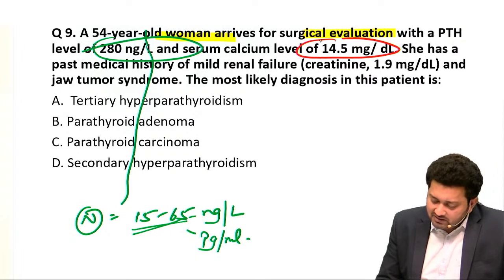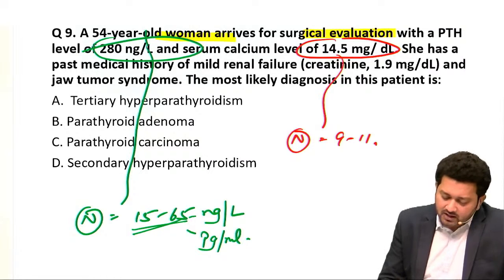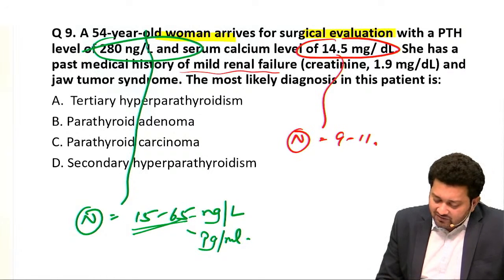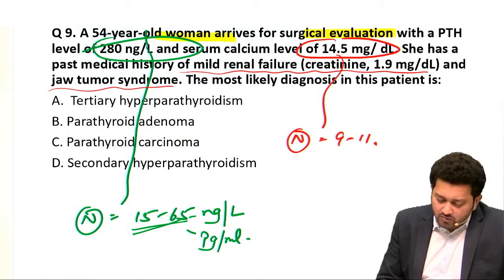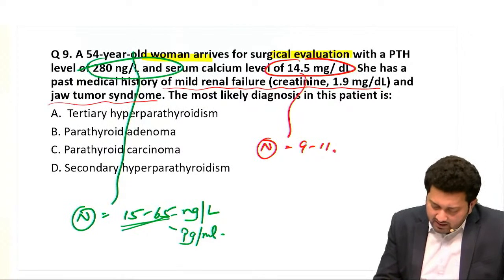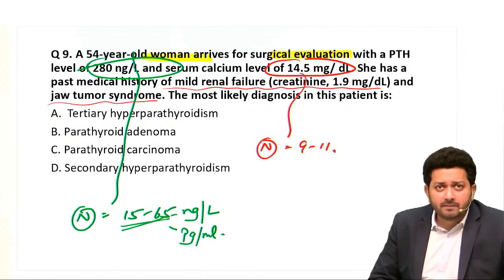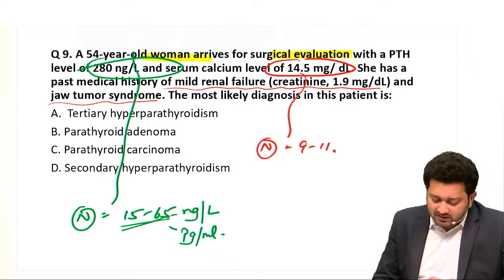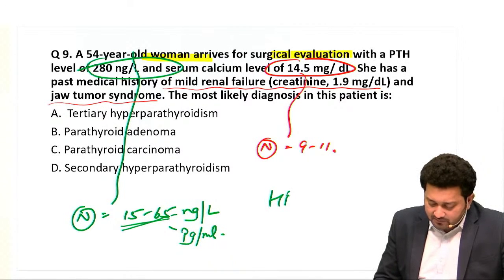Serum calcium is 14.5. Normal is 9 to 11. She has a past medical history of renal failure and jaw tumor syndrome. Most likely diagnosis in this patient is... One important thing you need to remember is that it is obviously hyperparathyroidism.